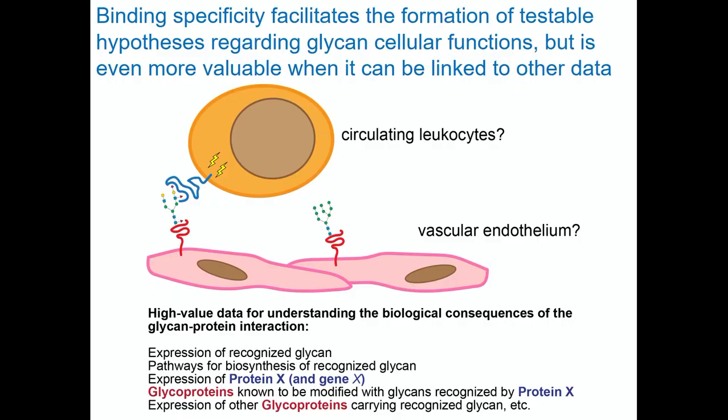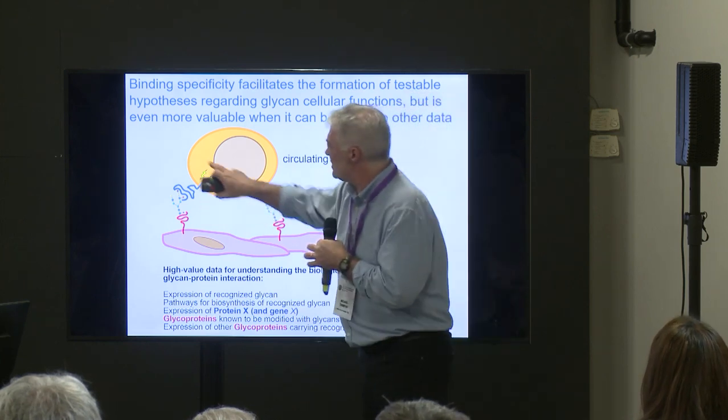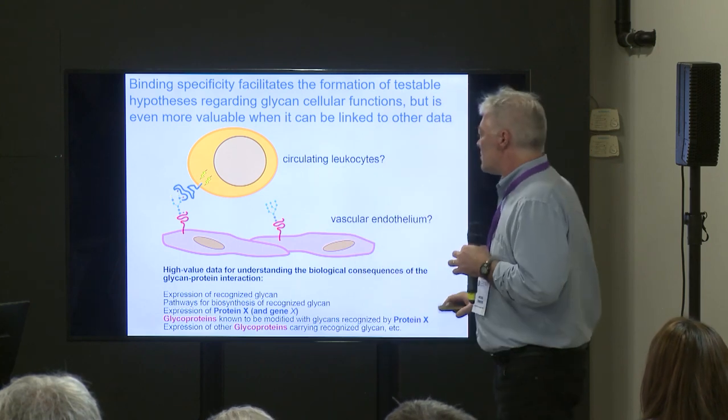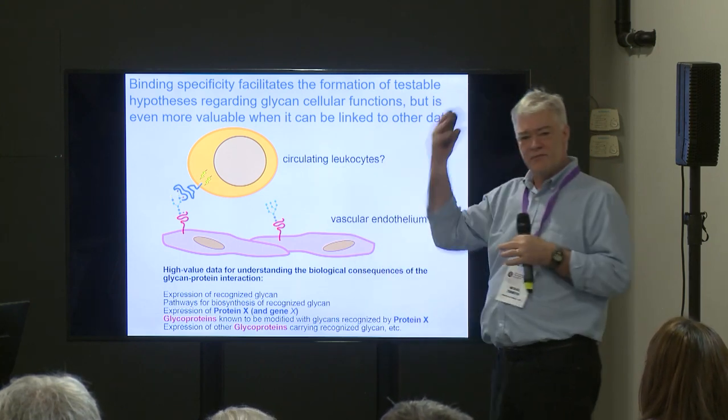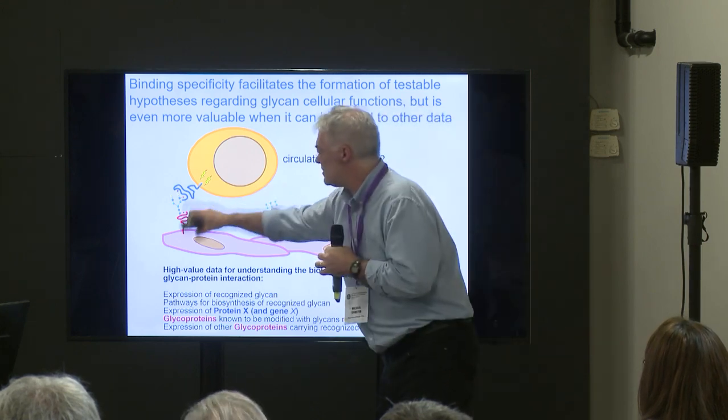So let's think about this in the context of the immune system. You might have a circulating leukocyte that has this glycan-binding protein that recognizes that glycan on a protein on, say, a vascular endothelial cell. That interaction leads to some signaling that changes the behavior of that leukocyte, right? So what are the high-value things from an informatic point of view that you'd like to know, having defined this interaction?